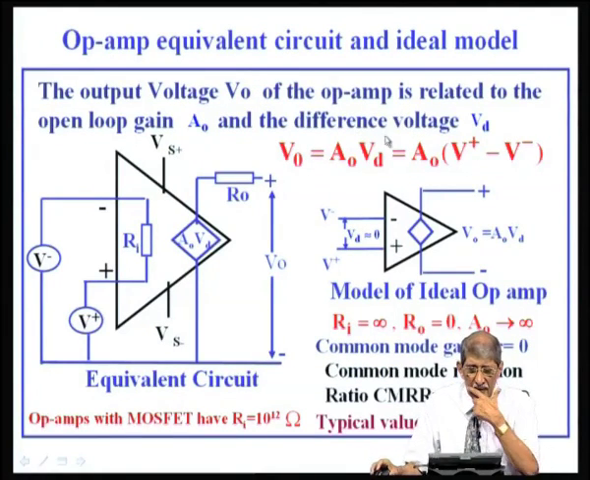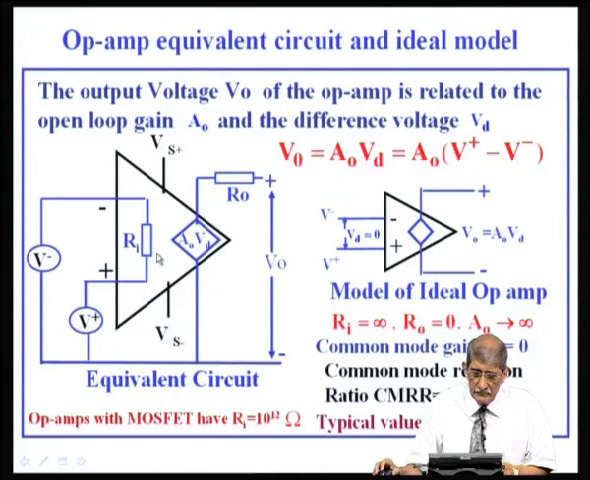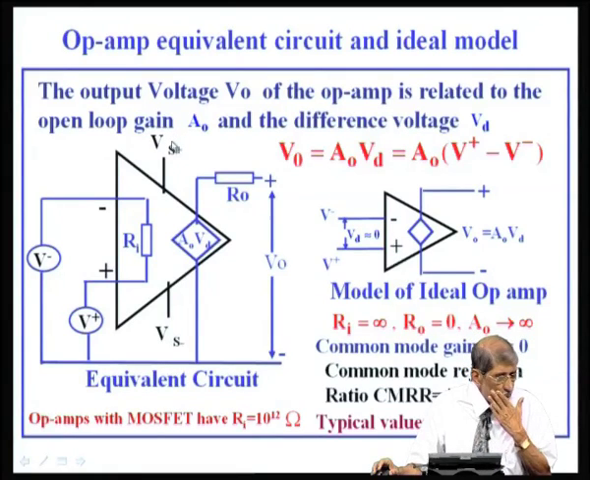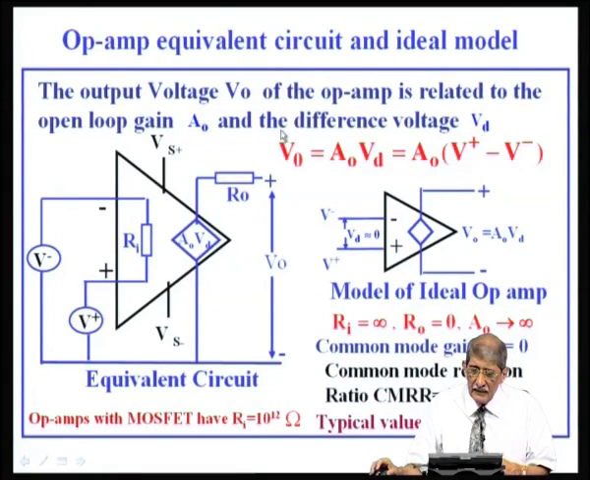Equivalent circuit and ideal model. The output voltage V naught of the op amp is related to the open loop gain or the amplifier gain A naught, and the difference voltage V d. This is the inverting terminal, this is the non-inverting terminal. If you apply V plus and V minus, the difference is V plus minus V minus. Okay? You will get an output voltage across these terminals, which is actually the difference between the two, V d equal to V plus minus V minus, into the differential gain of this amplifier, that is V naught.